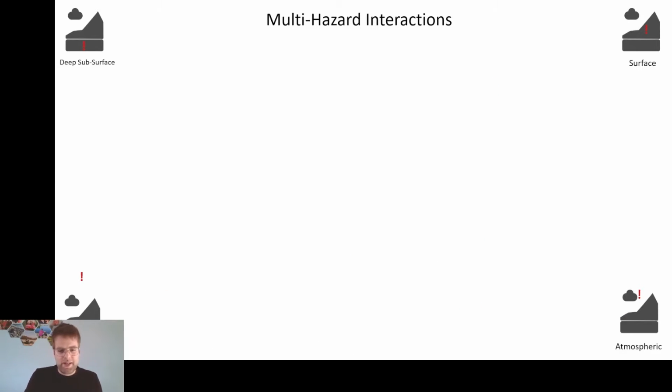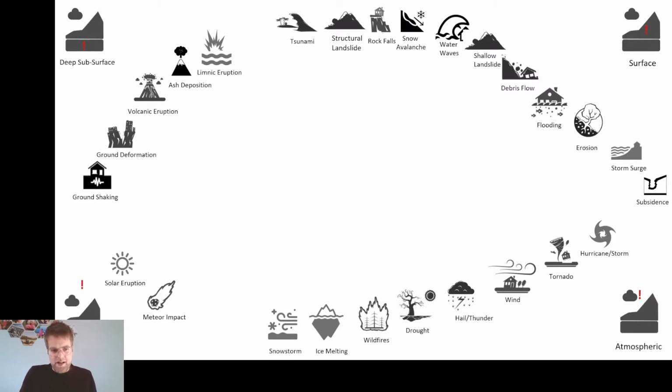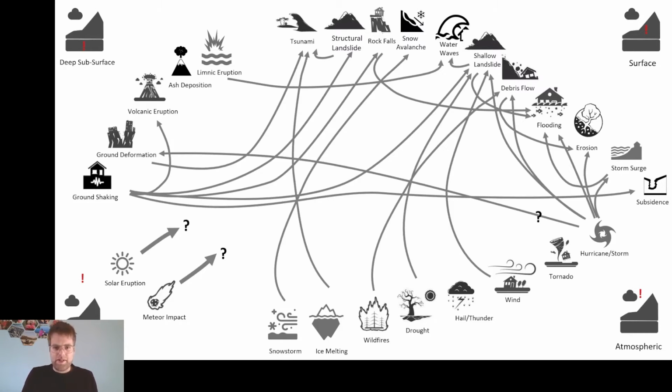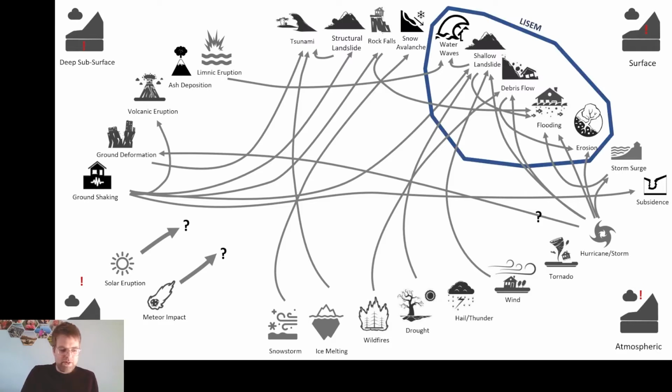Now, natural hazards can be categorized based on their point of origin, so atmospheric, surface, deep subsurface, or space. And when we look at all the hazards that occur, there's a lot of interactions between them. And we try to fill the niche where there's a big gap in the software availability, which is the space where multi-hazard simulations are carried out. And we want to cover the individual processes as well as the interactions that they have.